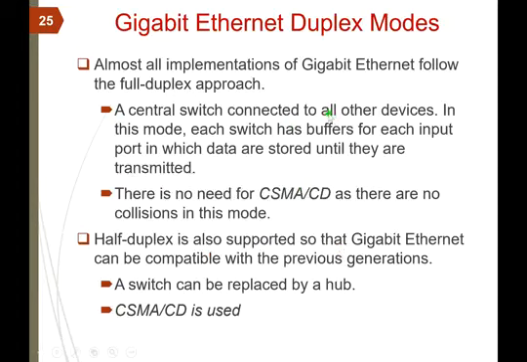So gigabit Ethernet uses mostly full duplex, and no longer do we actually use half duplex. A central switch is connected to all other devices. In this mode, each switch has buffers for each input port in which data are stored until they are transmitted, because sometimes when you have lots of data, the switch needs a buffer to store the data so that it can process the data.